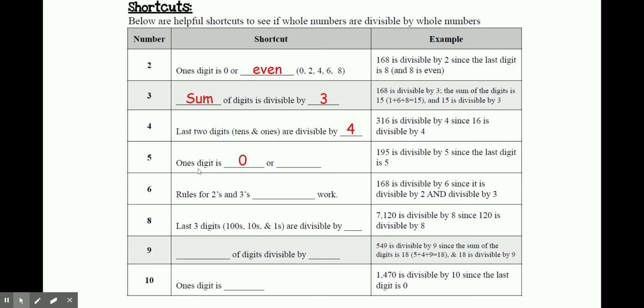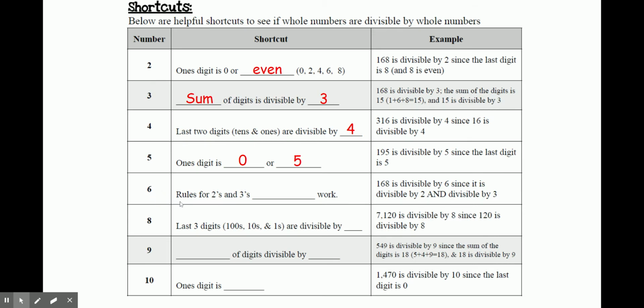For number 5, this one's an easy one. Many of you know this one. If the ones digit is a 0 or a 5, then it's divisible by 5. So 195 is divisible by 5 because the ones place is a 5 or a 0. 200 is divisible by 5. 105 is divisible by 5. But 21 is not because the ones place would be a 1.